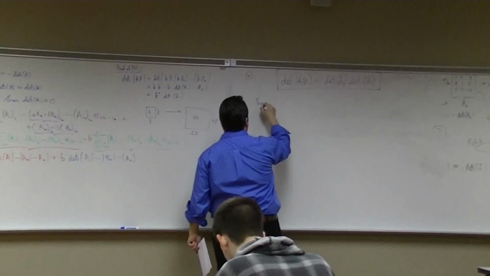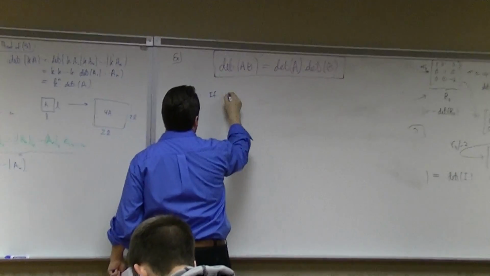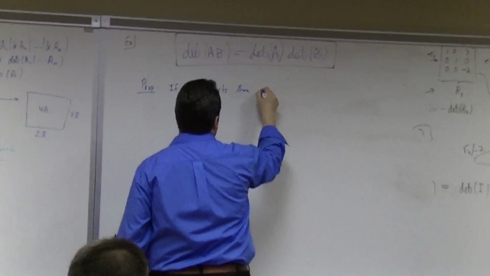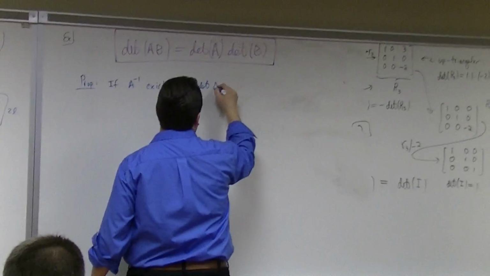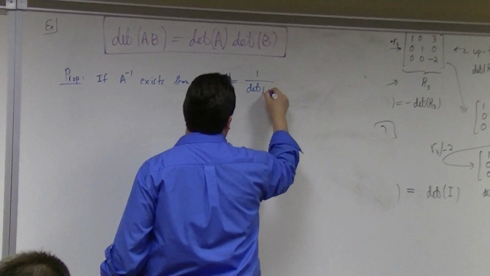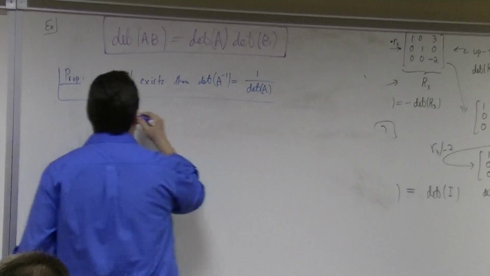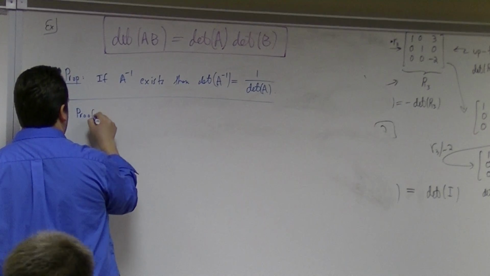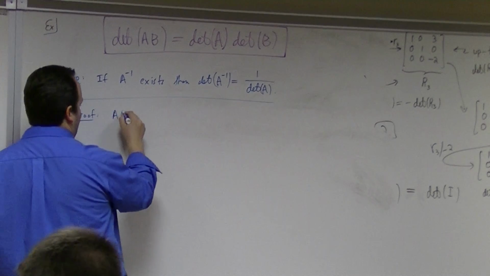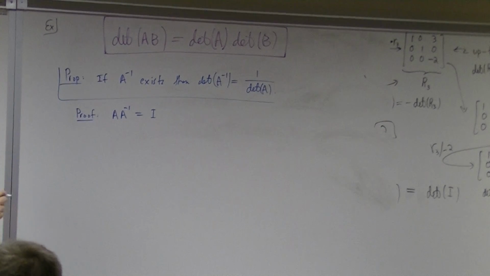Proposition. If A inverse exists, then the determinant of A inverse is equal to 1 over the determinant of A. Now these are the things that I think are nice test questions, right? How do you prove that? Well, what do you know? You know that A times A inverse is equal to the identity matrix, right? By definition of inverse.